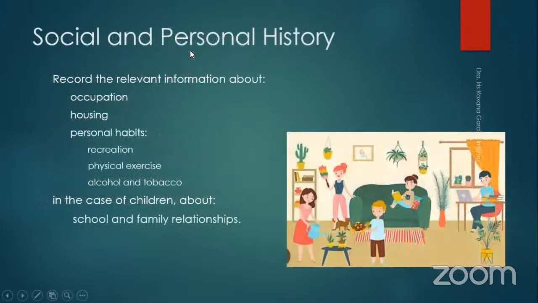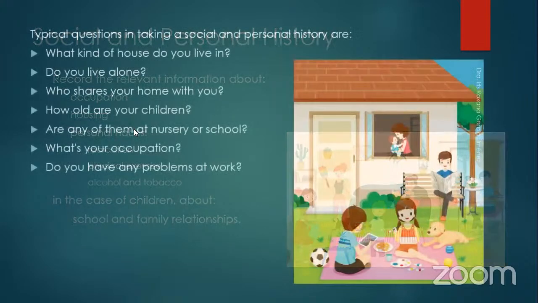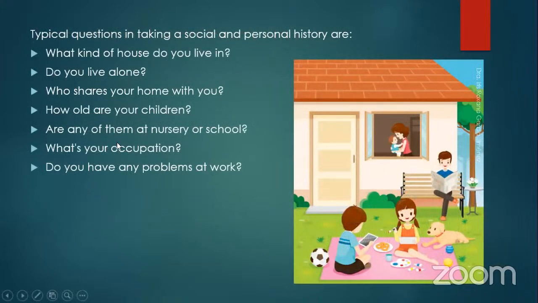About the social and personal history, we have to record the relevant information about occupation, of course, housing, personal habits, considering recreation, physical exercise, alcohol and tobacco, or maybe the drug consumption. In the case of children, we have to talk about school and family relationships, very important topics. And we can use these questions as an example. About social and personal history, well, the typical questions.